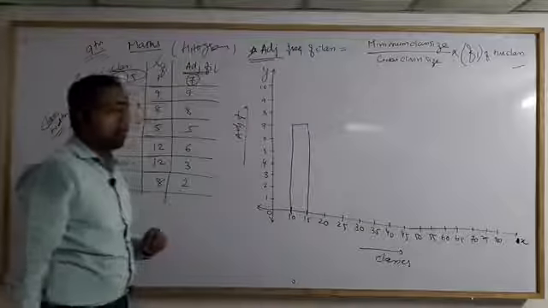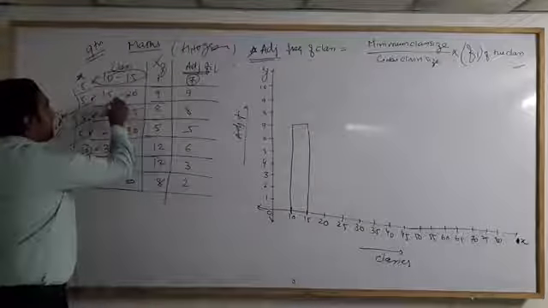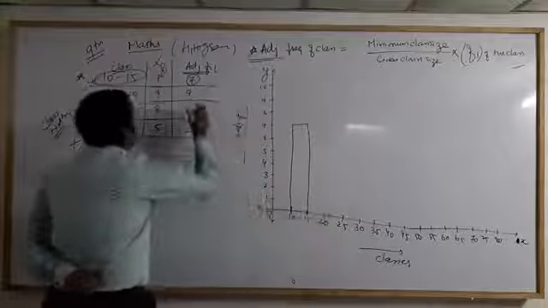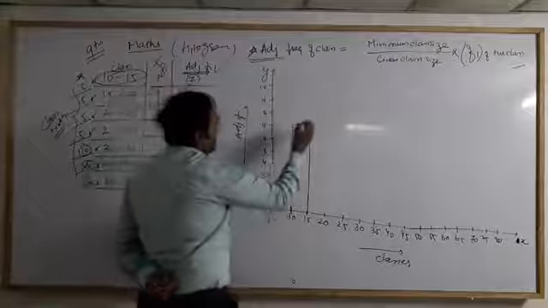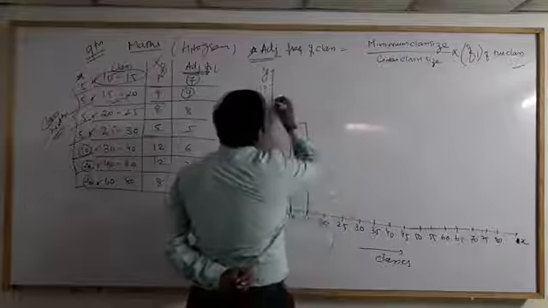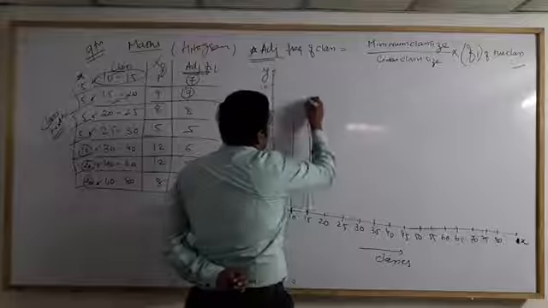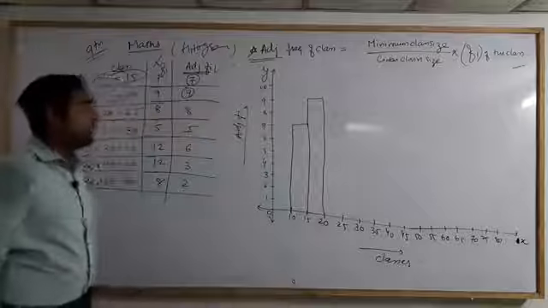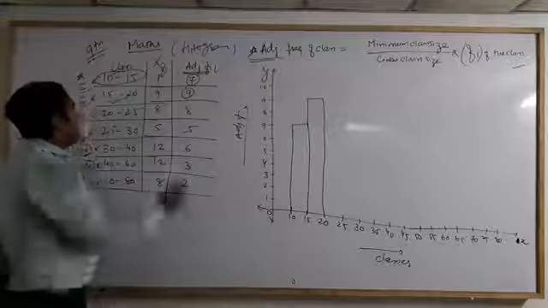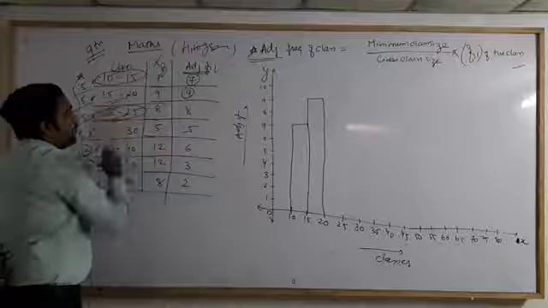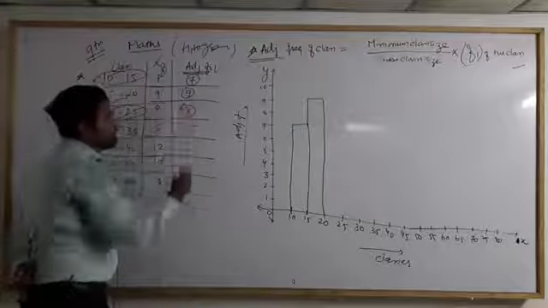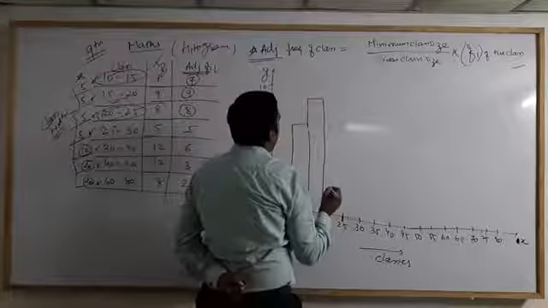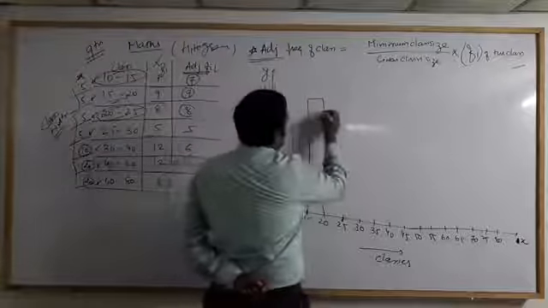like this. Now for 15 to 20, my adjustable frequency is 9. So I can use this for 15 to 20. Now we are moving to 20 to 25, my adjustable frequency is 8. 20 to 25, the end of the class is 25 and my adjustable frequency is 8.